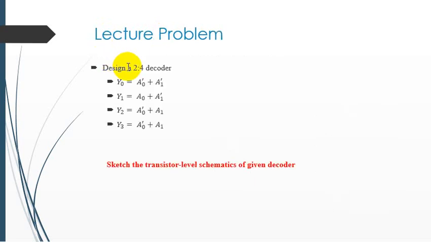Then the lecture problem for you is to design a decoder. As you already know about the function of the decoder, you have studied the basic information in your digital logic design, and then you will get the equation of the decoder that I have already written in this slide. After doing this, you are supposed to sketch the transistor level schematic diagram of the given decoder, and after that you are supposed to submit this lecture problem on your CEO online, and then I will check your approach.